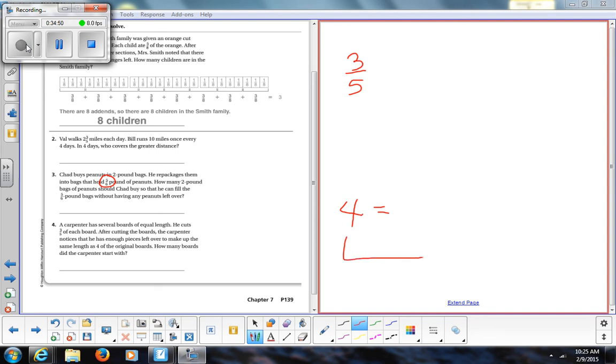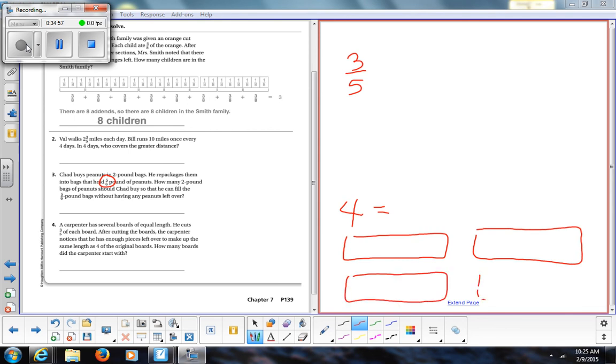Okay, so if I have this board, right? I'm going to draw 4 boards. And I'm going to cut them into how many pieces? 4. Nope. How many pieces am I going to cut them into? 5. Okay, thank you.